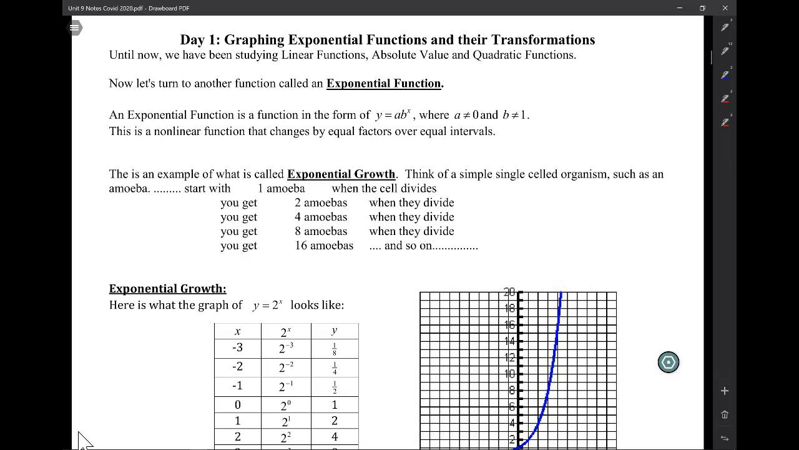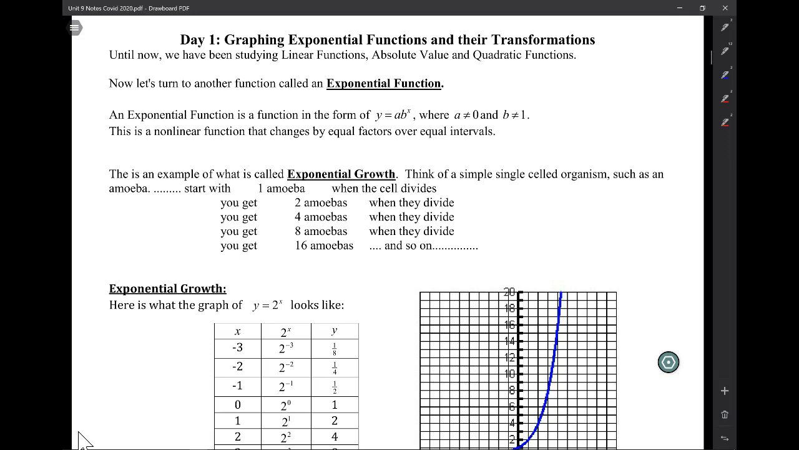You've probably been hearing a lot in the news and online about this virus taking on an exponential growth pattern. So I'm kind of excited to be able to finally share with you what that means.